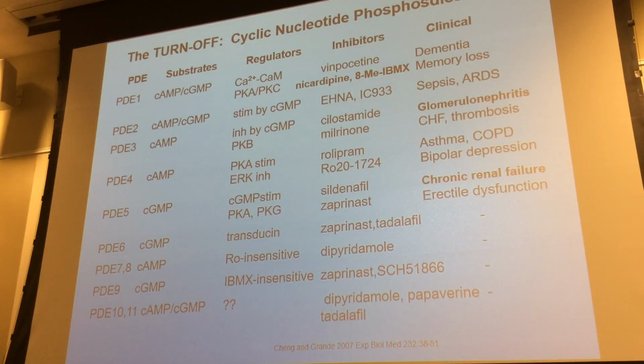Then we have transducin. Now transducin is what's going to regulate this phosphodiesterase that's in the rod outer segment. So the transducin is the G protein that works with rhodopsin. And you can see that it's inhibited by this same Zaprinast.